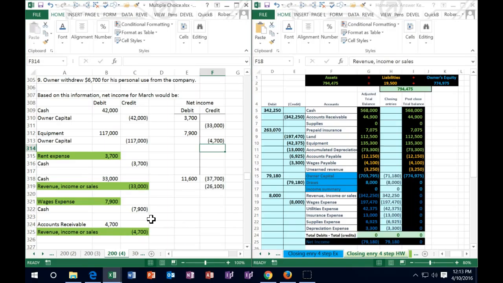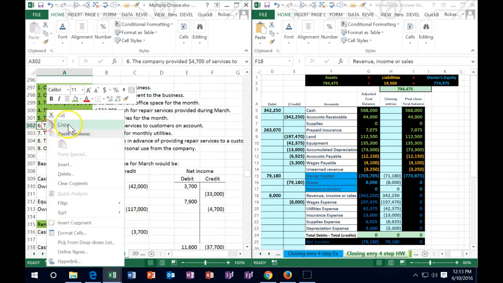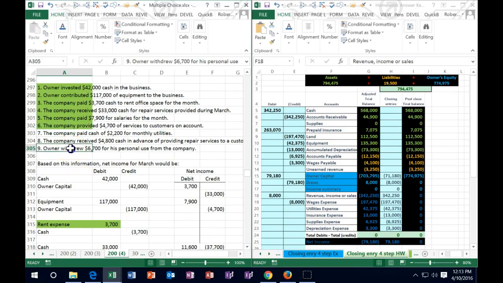So it's a credit. And what happened? Well, the debits add up to 11.6. The credits add up to 37.7, and the difference being credits winning of 26.1. That is what our net income is at this time. All right, so I'm going to highlight this one. We've completed that. Then the next one, the company paid cash of $2,002 for monthly utilities.